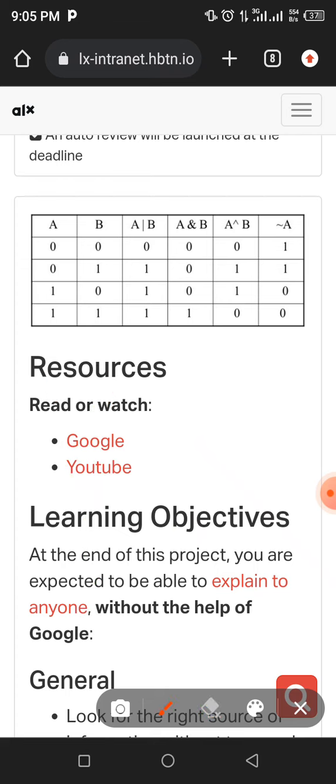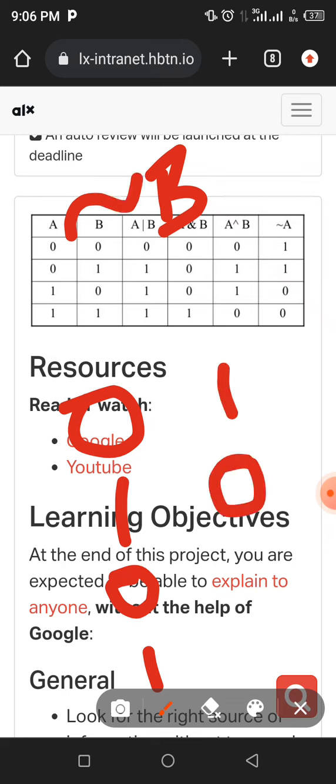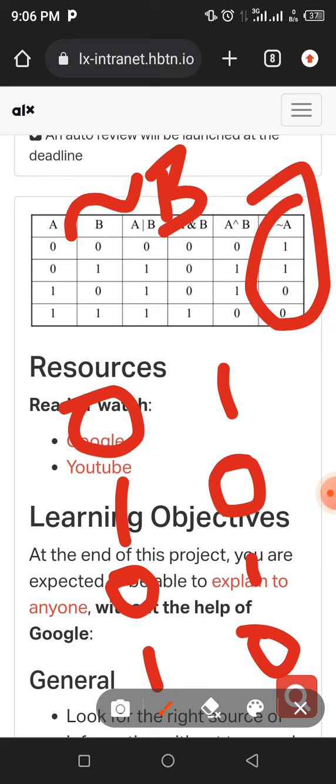Or for B, we have 0, 1, 0, 1. So the NOT of B is going to give us 1, 0, 1, 0. So it only works with one operand, or it only accepts one argument, which is A. So that's it. I hope you understand that.